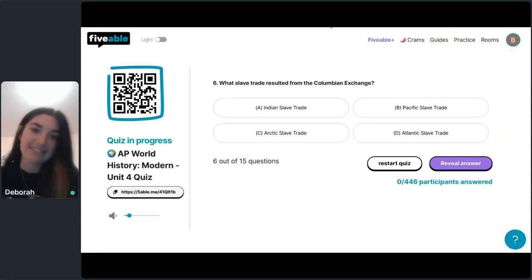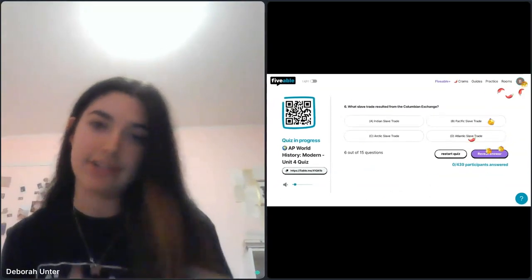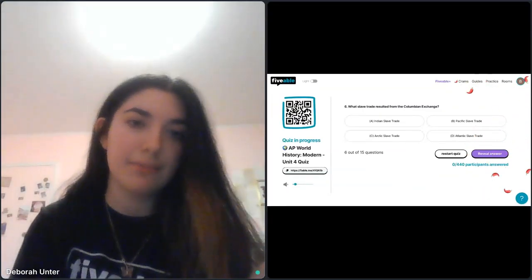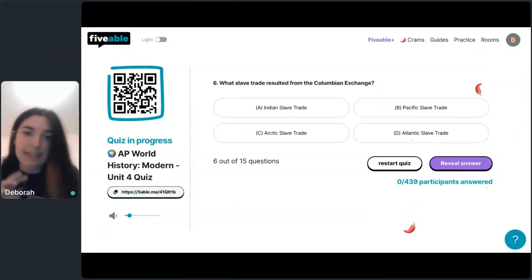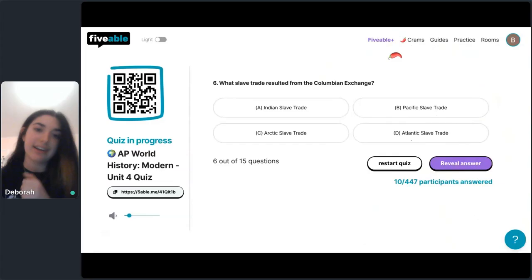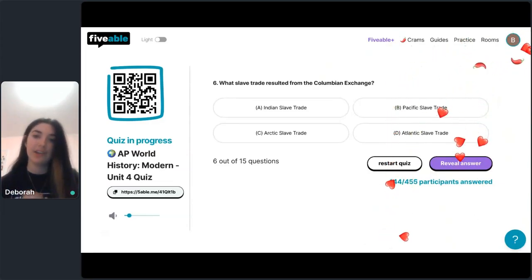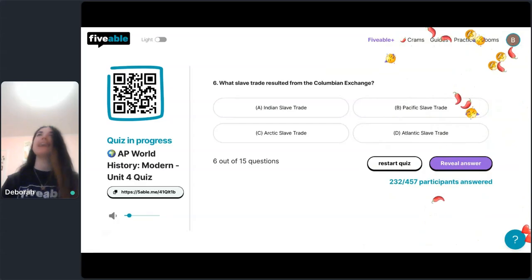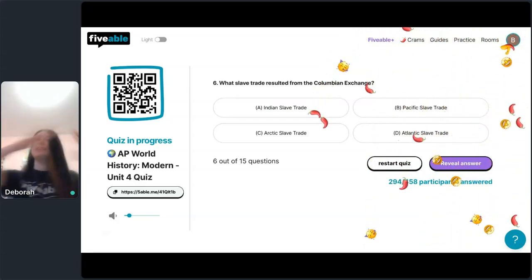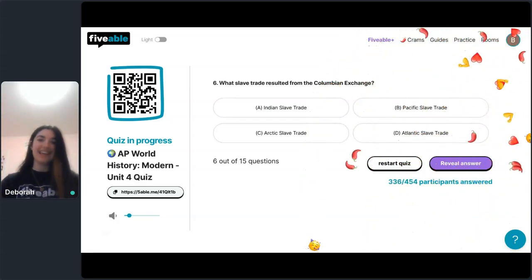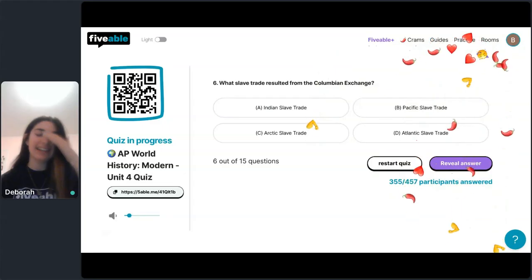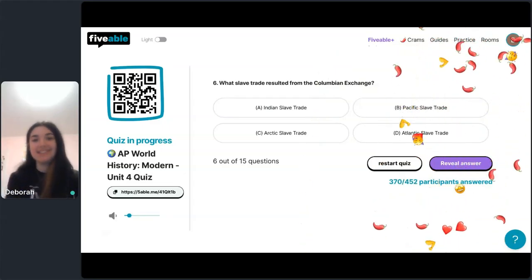What slave trade resulted from that Columbian Exchange? Was it the Indian slave trade, the Pacific slave trade, the Arctic slave trade, or the Atlantic slave trade? Think of all the regions and then think of where the Columbian Exchange was around the world. Use your brains. And let's see the answer.